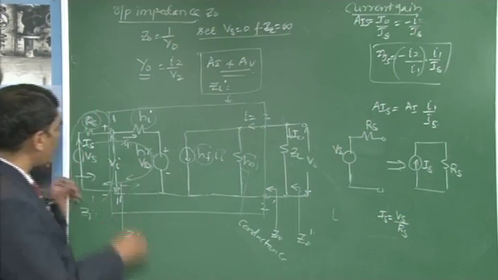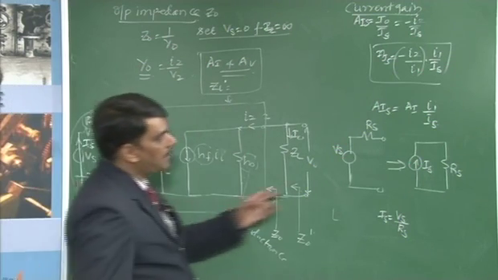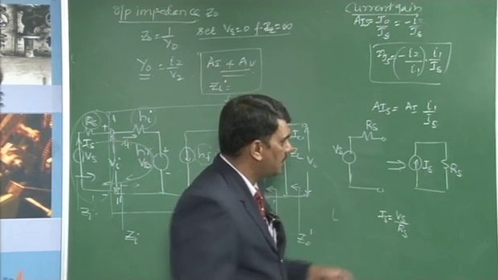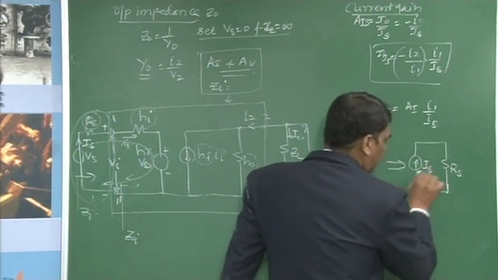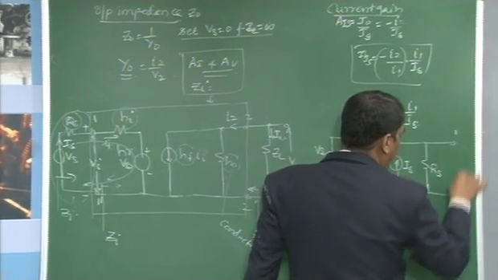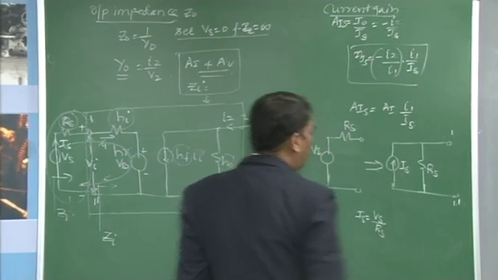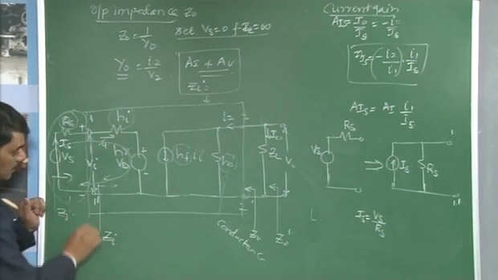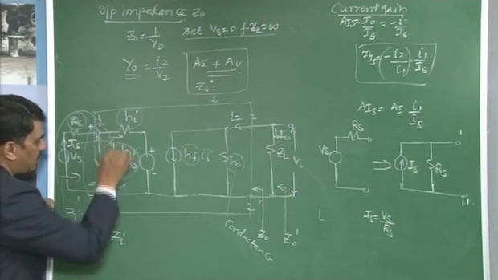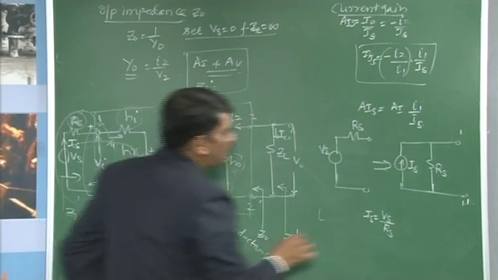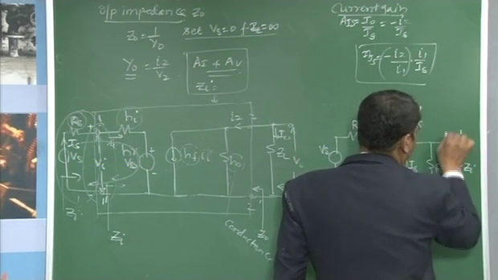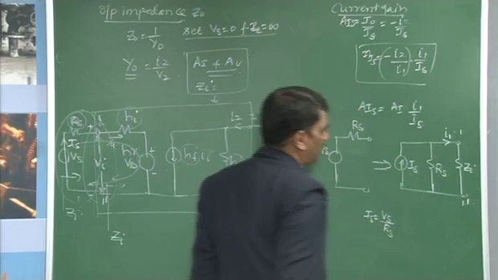Means you have to transform this voltage source into a constant current source Is, where Is is given by Vs by Rs. Then in this case, Rs is in parallel. This is to be applied to the terminal 1 1 dash. Already we know that when looking into the terminals 1 1 dash, the impedance that appears across this point is nothing but Zi, means this is to be defined as Zi, and the current flowing through this is my I1.